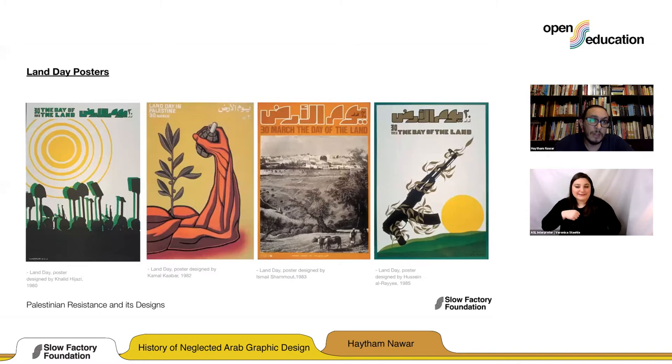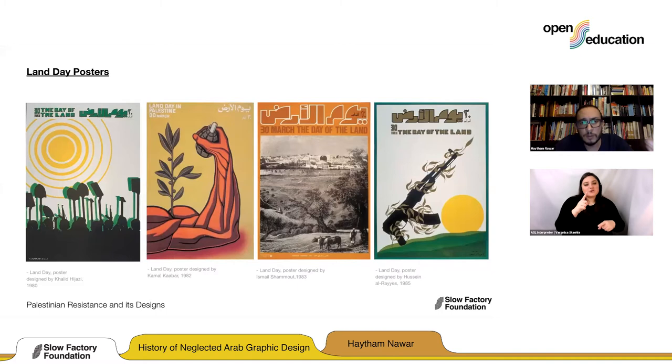The Day of the Land is another event, and you can see it's a pan-Arab project, with designs by Khalid Hijazi, Kamal Kaaber, Ismail Shamoud, designers from the whole Arab world using one of the events, which is again the Day of the Land, to design for the Palestinian cause.